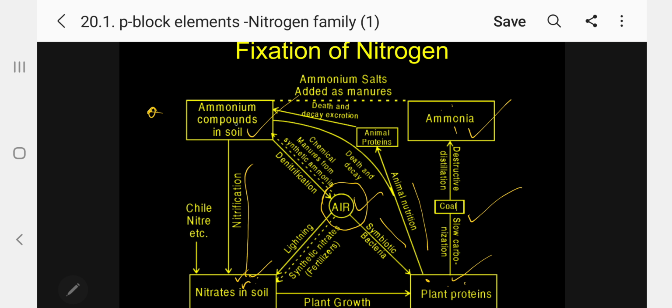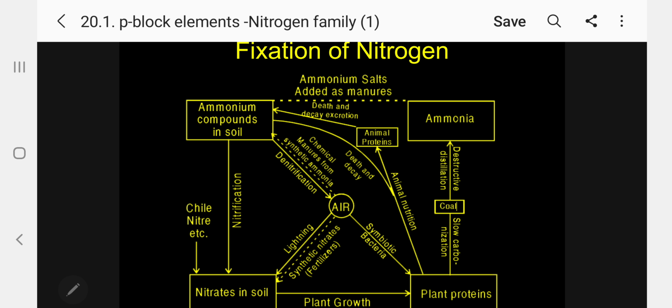So, ammonium in soil undergoes nitrification, converted into the corresponding nitrates in soil. Kindly follow. Then the ammonium compounds in soil are converted back into air by denitrification. Chemical manures come from synthetic ammonia. Kindly follow. This is the complete fixation of nitrogen, I will say, the nitrogen cycle. Kindly follow.